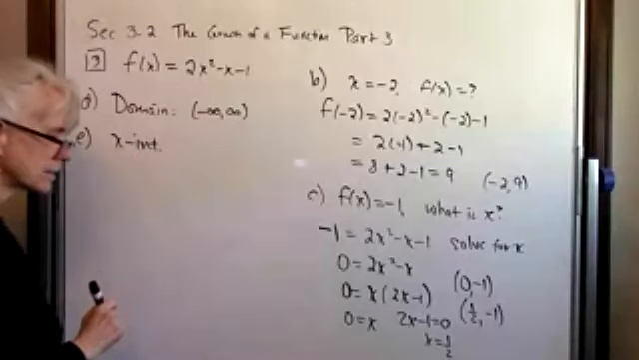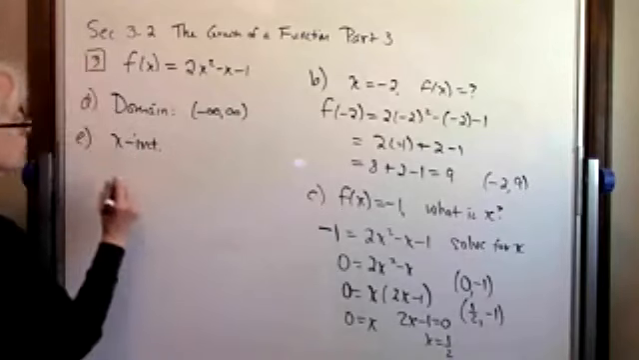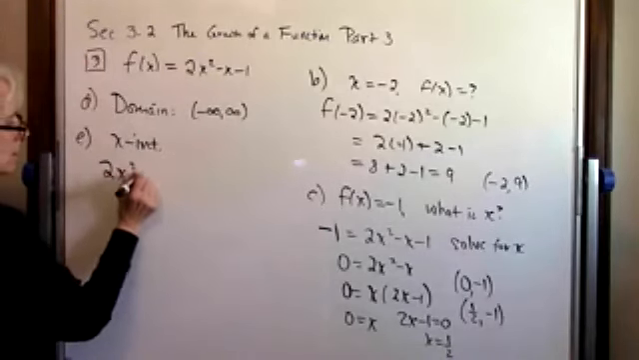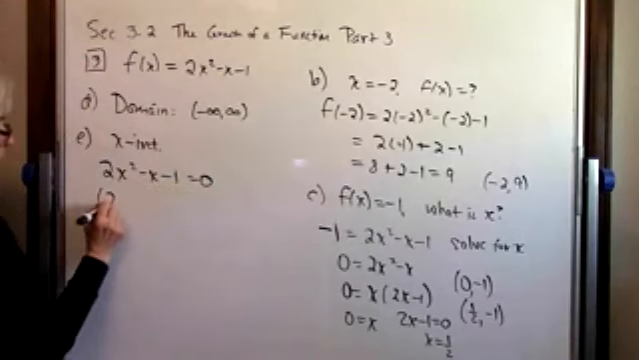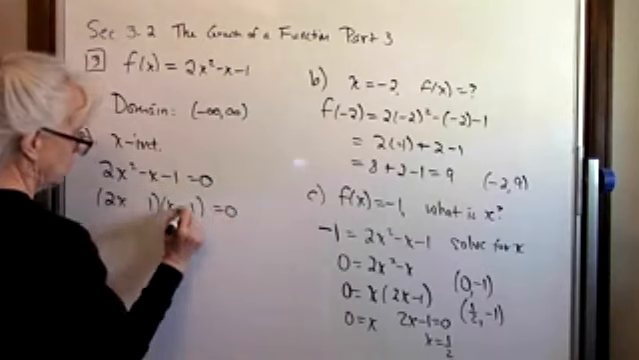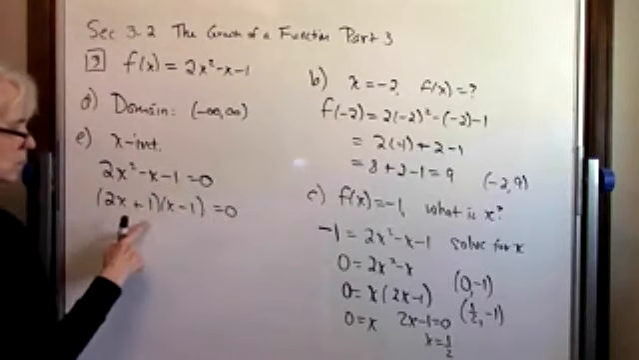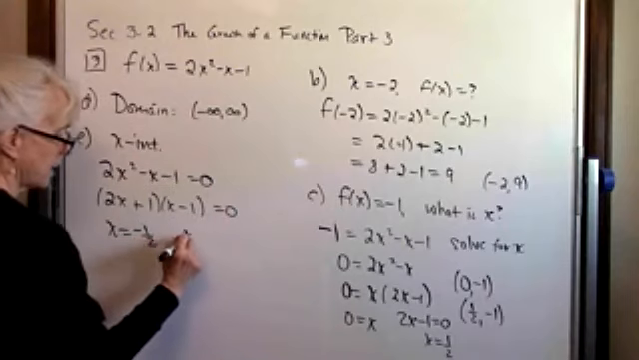We'll find the x-intercepts. We know from previous work in the last chapter that we set y to 0. So we're taking our function and setting that function equal to 0. Now we need to solve that, so we'll factor it. It factors into (2x + 1)(x - 1). So x is equal to -1/2 and x is equal to 1.